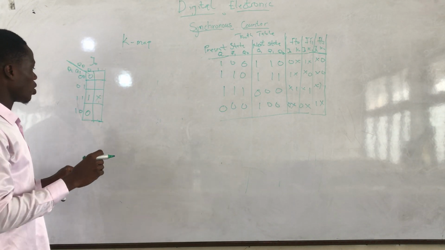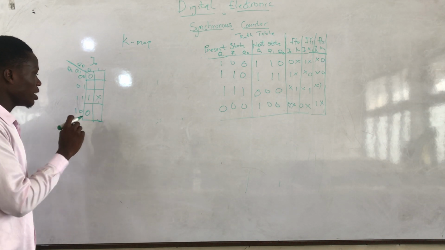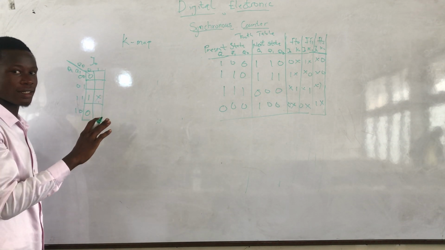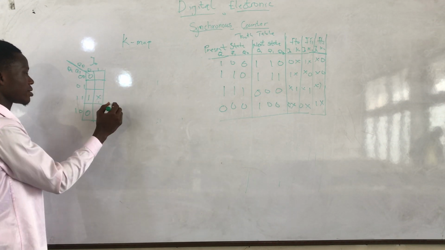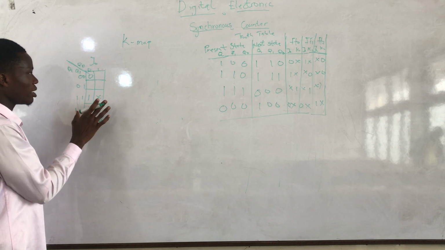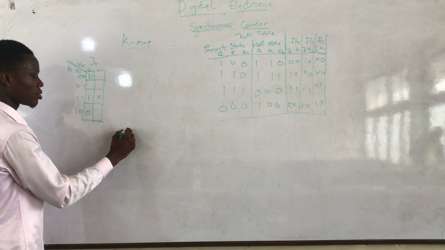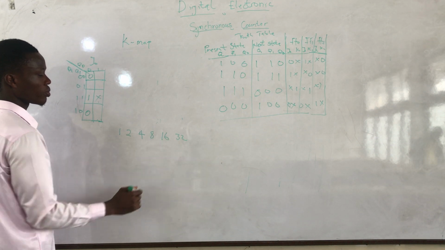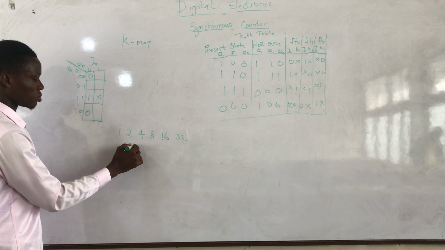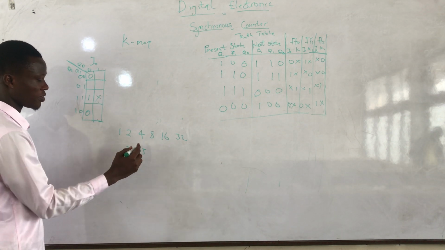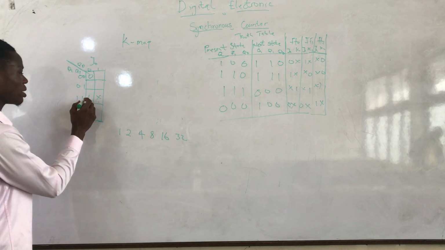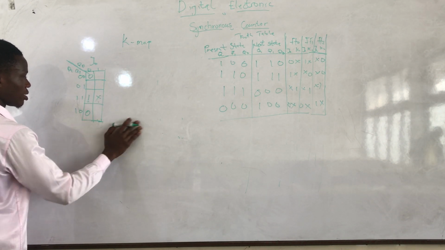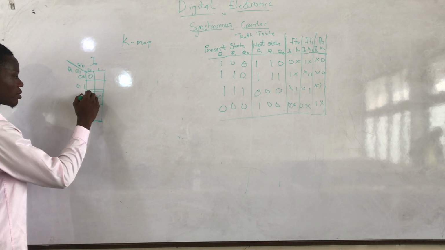So in mapping or in grouping this, when you don't need the x, don't use the x. The zeros are not considered. Okay? So we map it like this. In mapping this K map, you can map 1, 2, 4, 8, 16, 32. You can't map 3. You can't map 0. You don't map 5. You get it? So here we can map this 1. We can map this don't care. We can map 2 with a don't care. So we can map it like this.